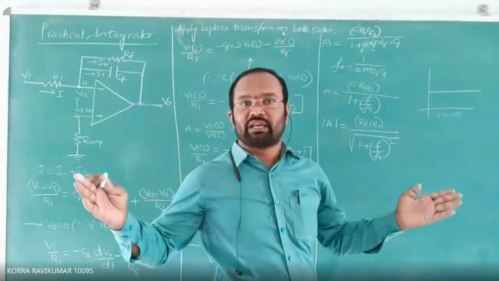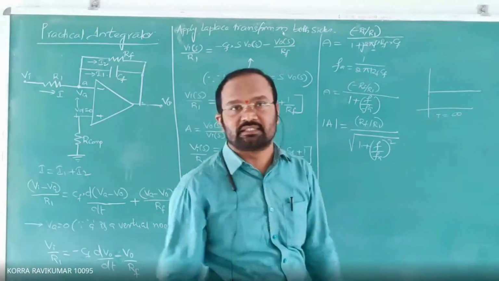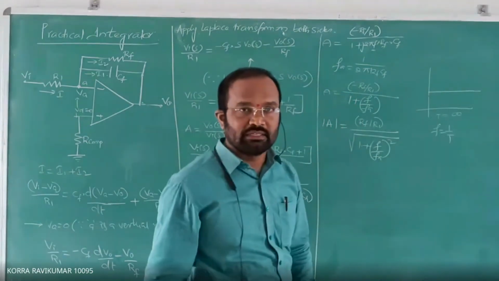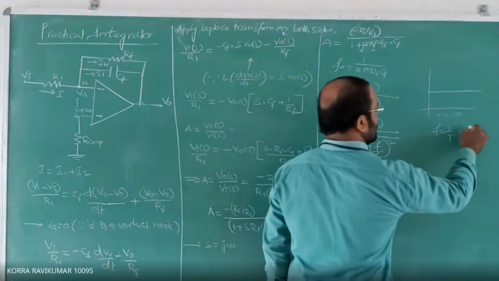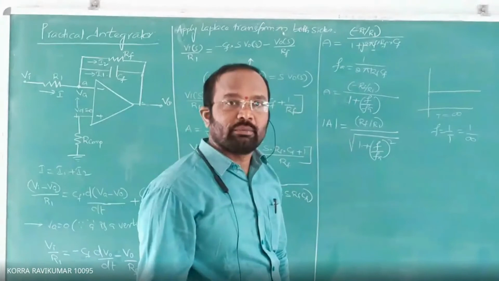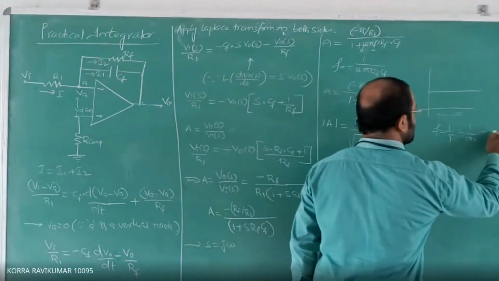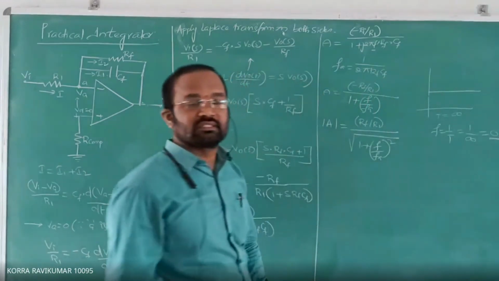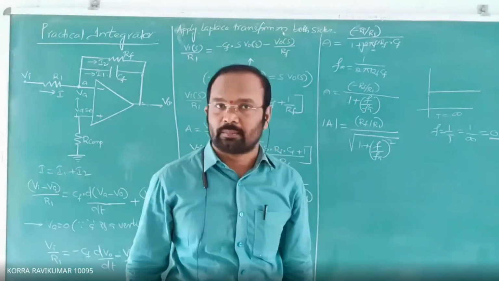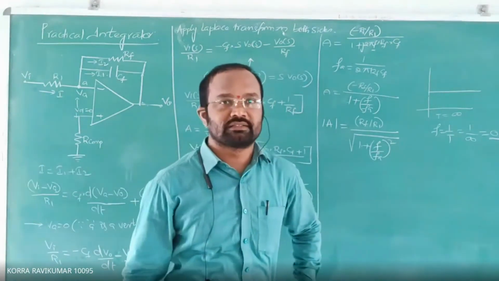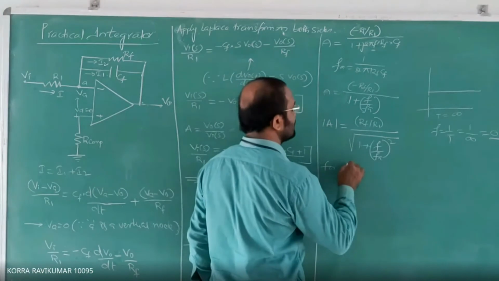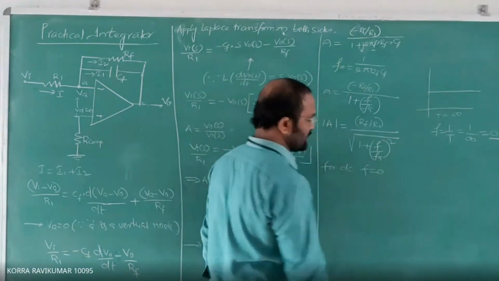If the time period is infinite, then what about the frequency of the DC signal? Frequency is equal to 1 by time period. Am I right? So that is equal to 1 by infinite, and 1 by infinite is equal to 0. That is, f is equal to 0 for the DC signal, which will not get amplified by the integrator circuit. So if you apply a DC signal here, frequency f is equal to 0.